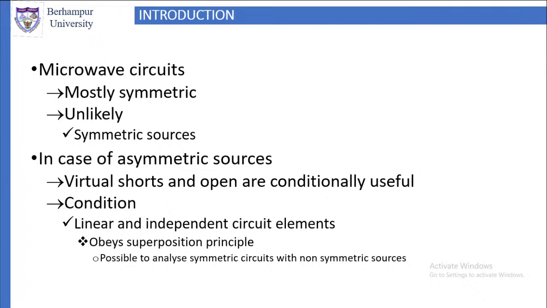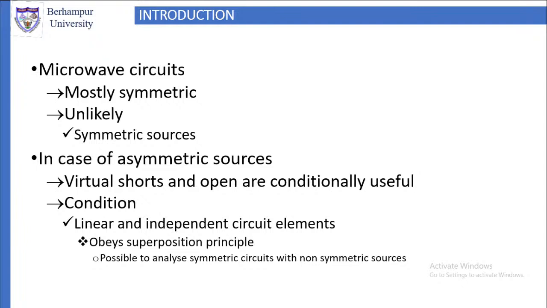So in such a case, where without the source the circuit is symmetric, but with the source the circuit loses its symmetry, how to use the available symmetry in the circuit to make the analysis easier is the topic of our discussion today. Suppose we have a symmetric circuit, but we have asymmetric sources.